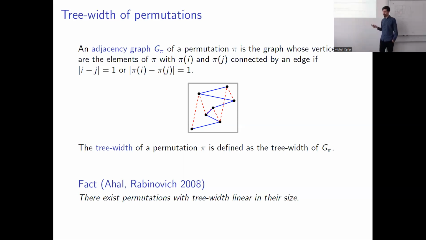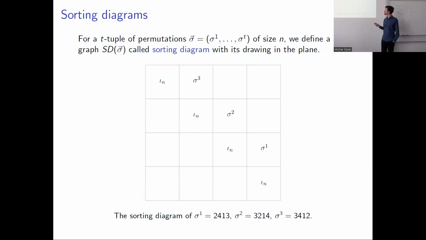the unexpected way we prove this lower bound is that we turn to a topological argument with drawing graphs on surfaces, bounding the treewidth of graphs via drawing them on surfaces. So for any t-tuple of permutations, sigma 1 to sigma t, we define a graph that captures what the sorting looks like. It's going to be a graph called the sorting diagram, together with a drawing in the plane, but not a non-crossing drawing, just a drawing in the plane.